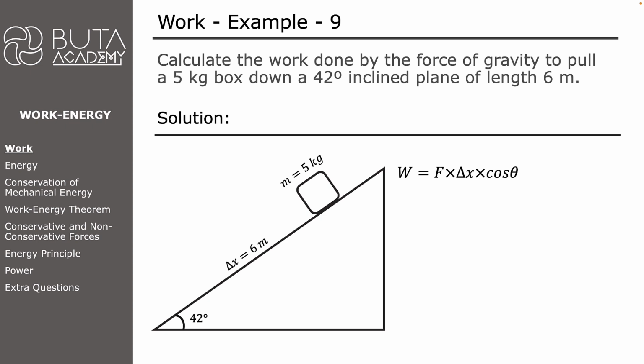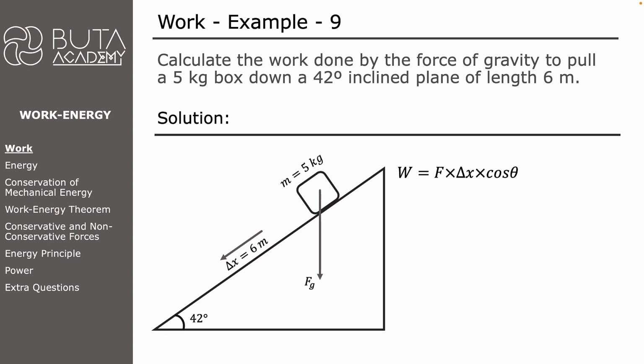A 5 kg object is sliding down a 42 degree incline for 6 meters. As usual, force of gravity pulls the object downwards. At the same time, the object's displacement is parallel to the inclined surface. There are several different ways to move forward from this point. In the following question, we will learn about one of these methods.